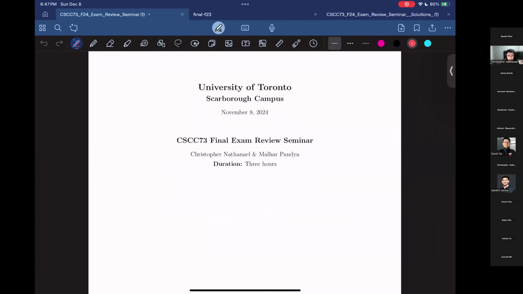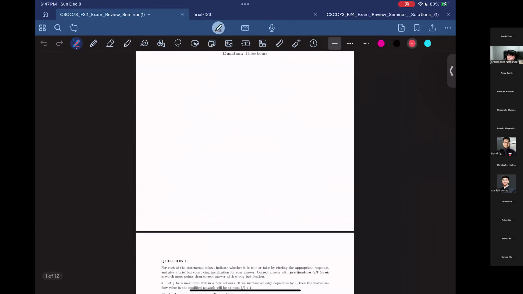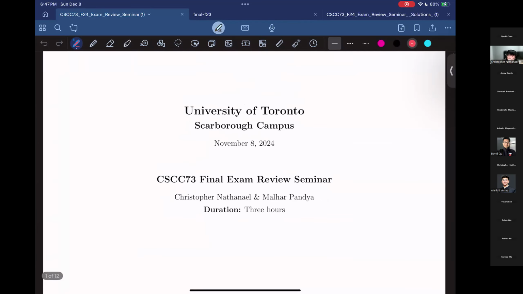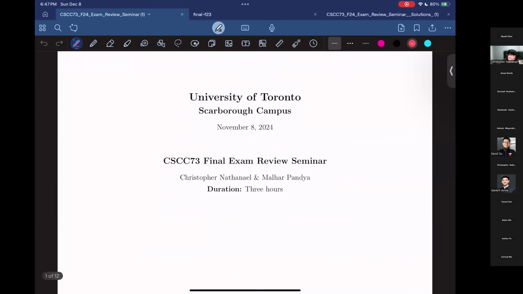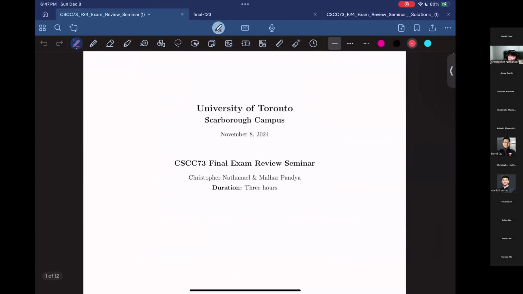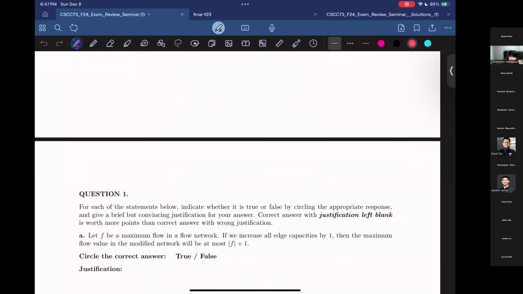These are a compilation of practice problems that me and Malhar made. We tried our best to mimic the difficulty of an exam. Even one of them had to be removed. Okay, so it starts with a true or false.